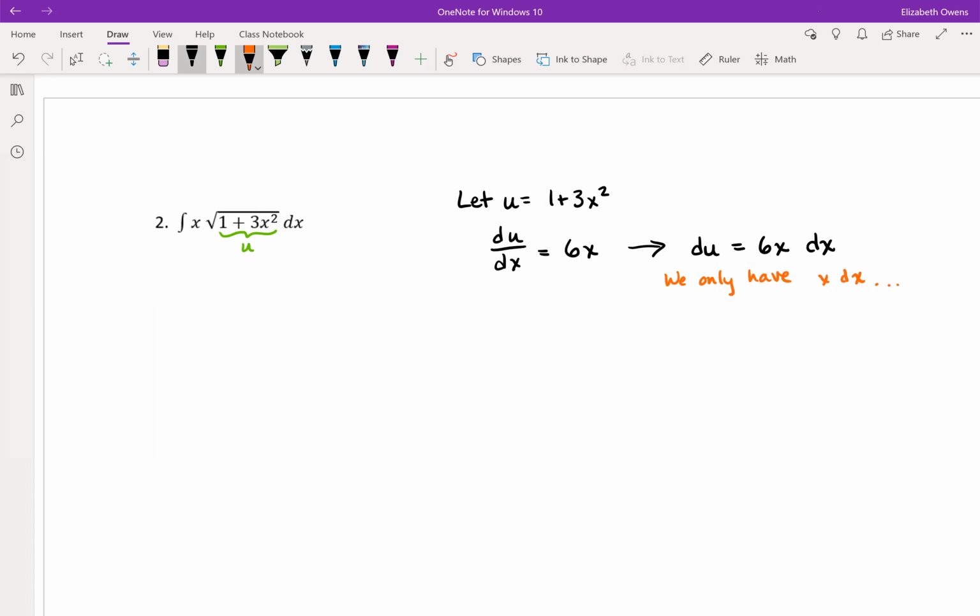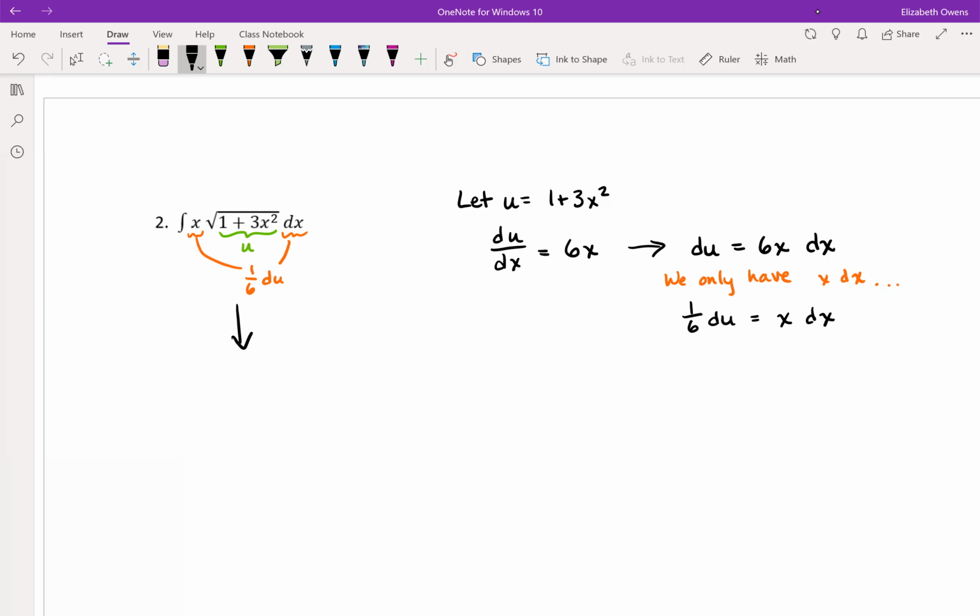So in order to convert this, we could take 1/6 of each side of this equation right here. 1/6 of du is going to equal 1/6 of 6x dx. That would be x dx, which is what we actually have in our integrand. So the x dx together are equal to 1/6 du. Okay, so that's what we're going to put in there.